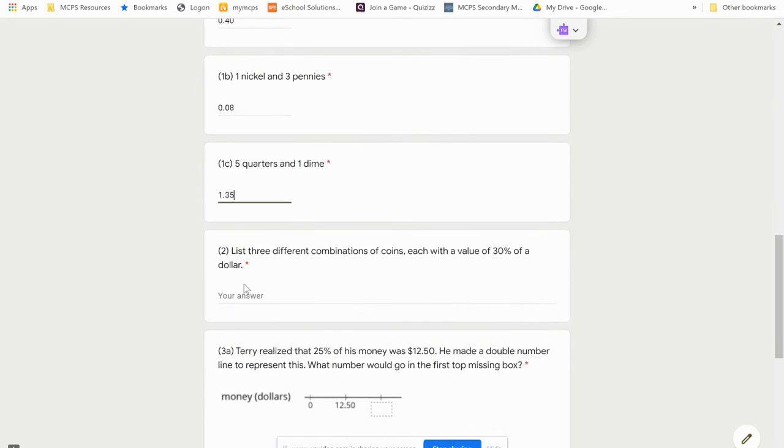List 3 different combinations of coins, each with a value of 30% of a dollar. Well, 30% is just 30 cents, right? So I have to come up with 3 different combinations. So one way could be, let's do it easy, 25 cents plus 5 cents.